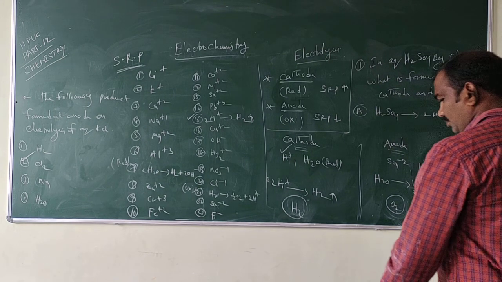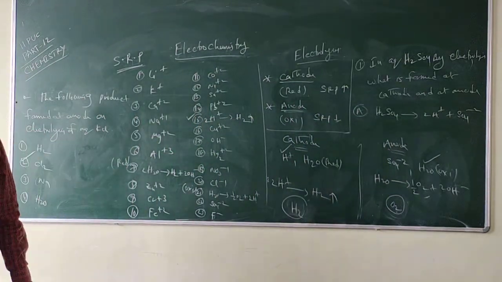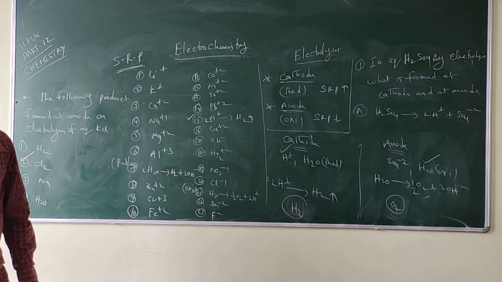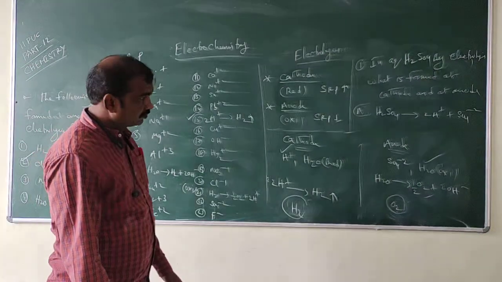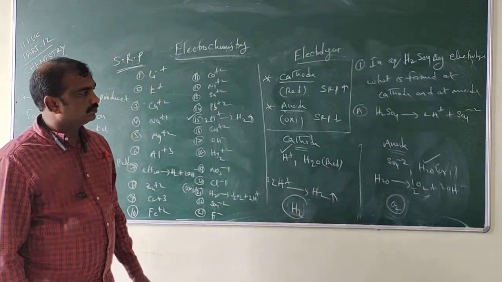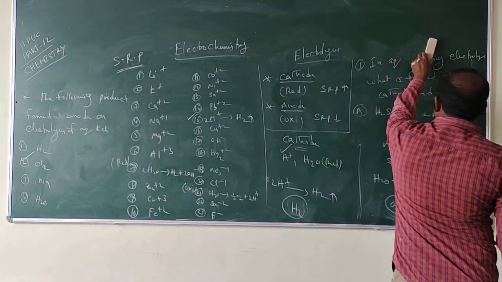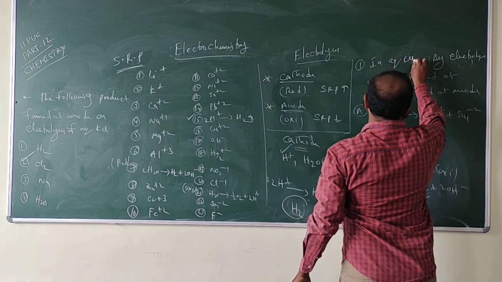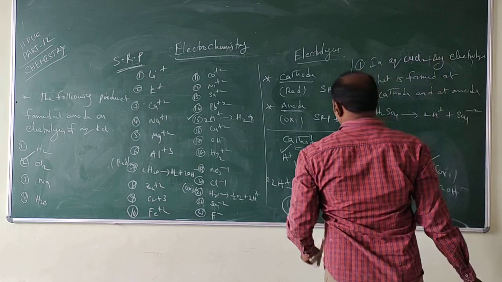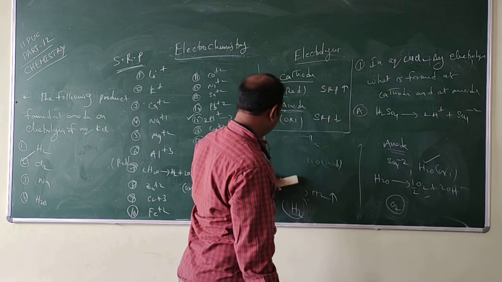Next term. Next, aqueous CuCl2. Which product is formed at cathode and which product is formed at anode?